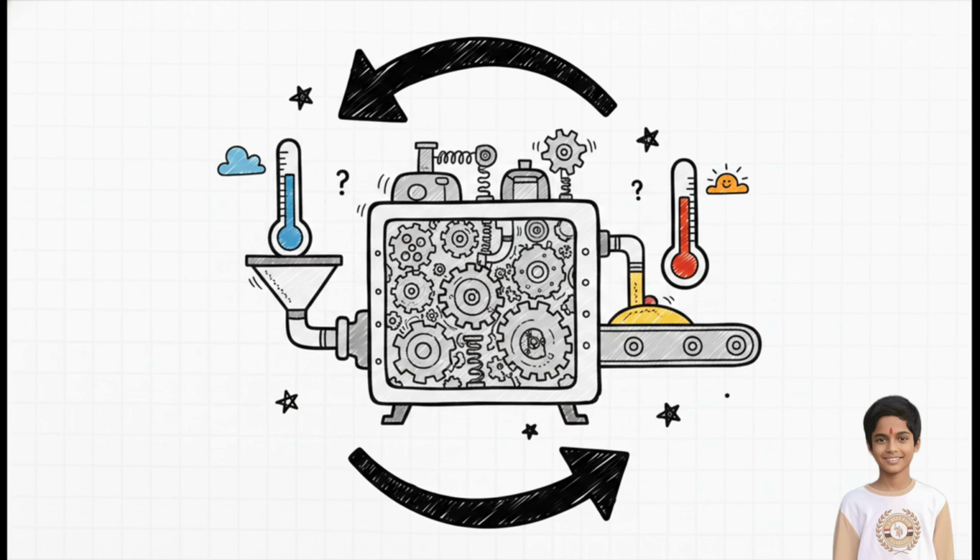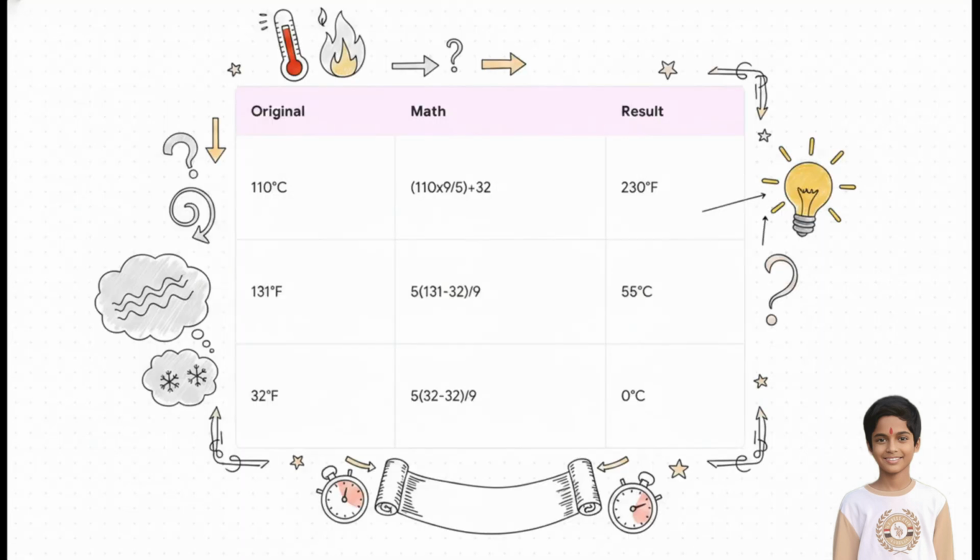Let's look at how this actually works in practice. Let's plug in some real numbers from your textbook exercises. If we start with 110 degrees Celsius, we multiply that by 9/5, then add 32. Boom, 230 degrees Fahrenheit. Easy.